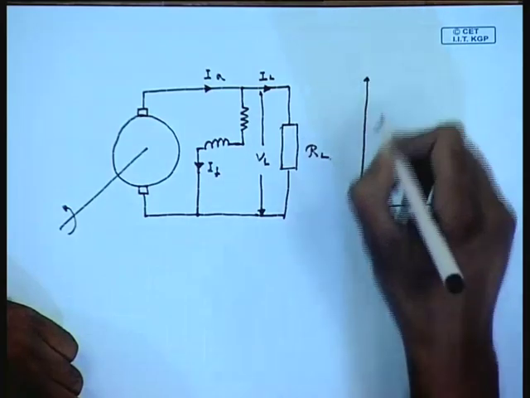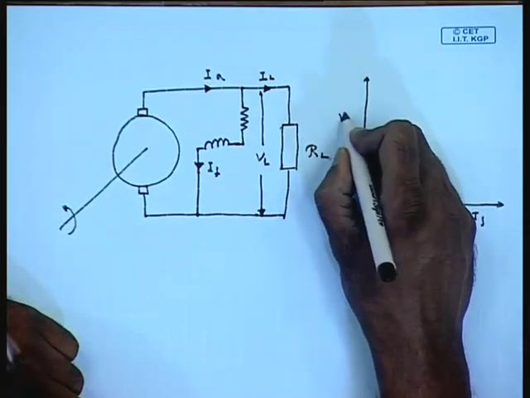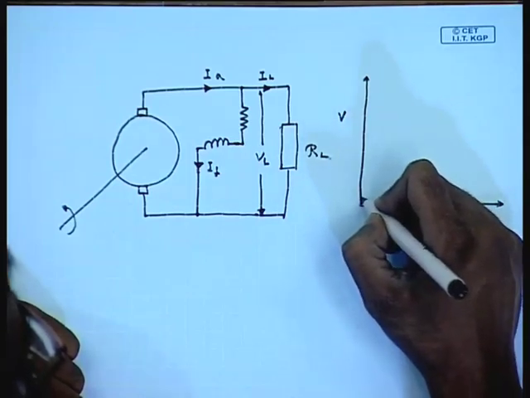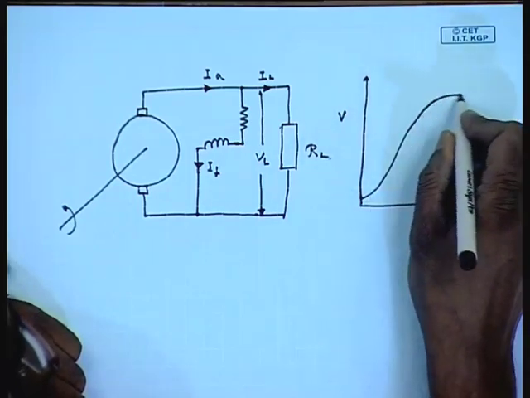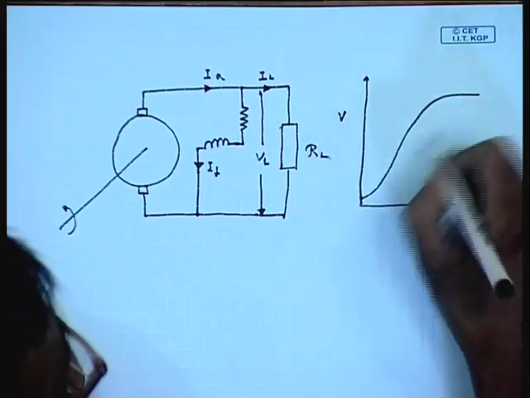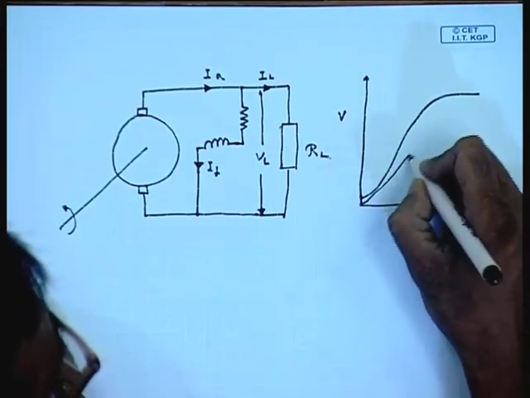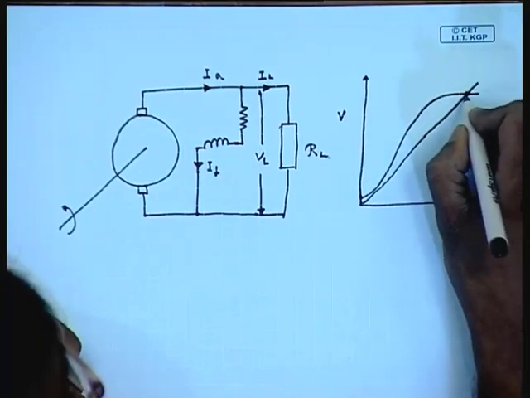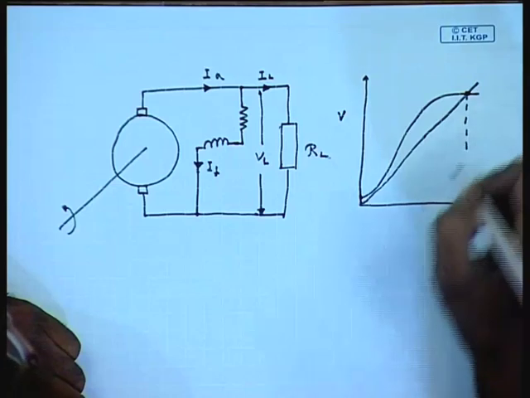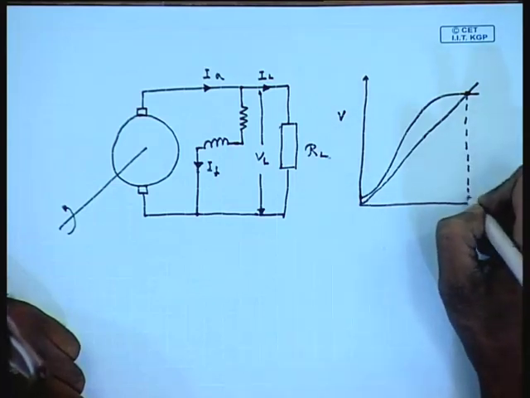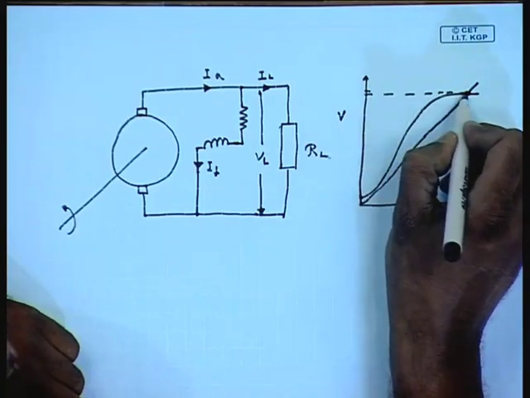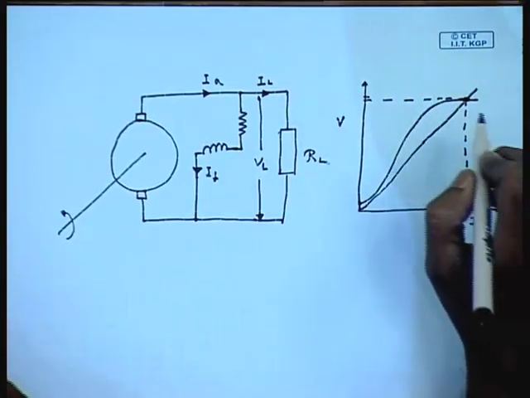And the OCC of the generator looks like this, and the field circuit load line is given by a straight line. So, the generator builds up to this voltage at no load. This process is called self-excitation.